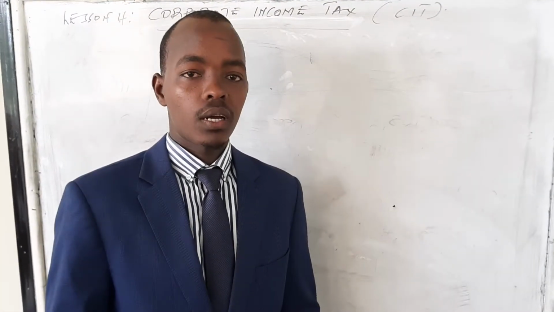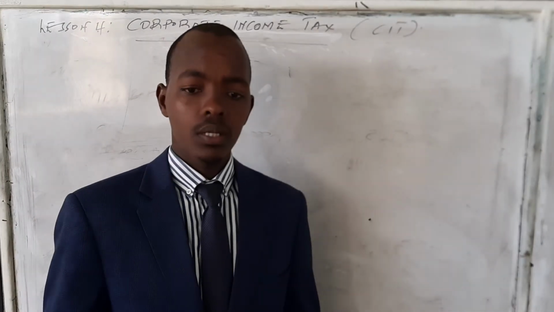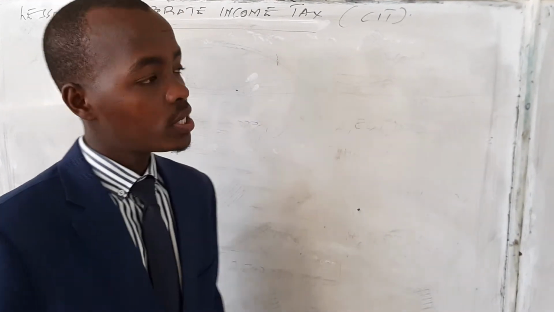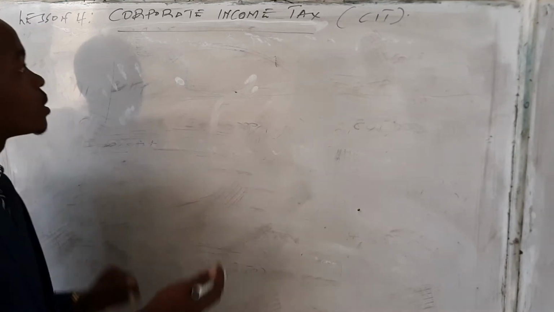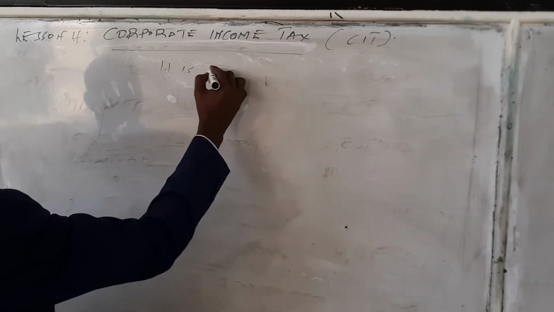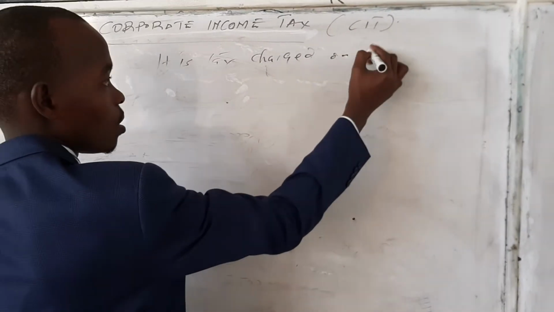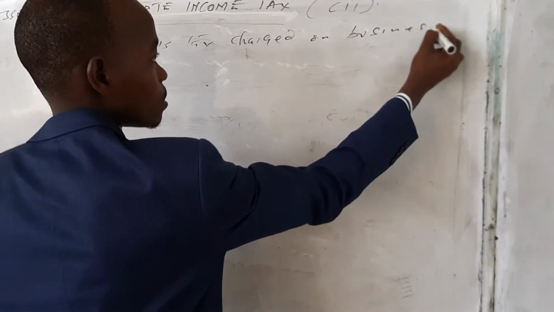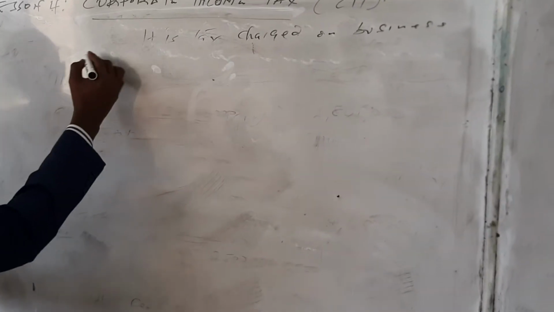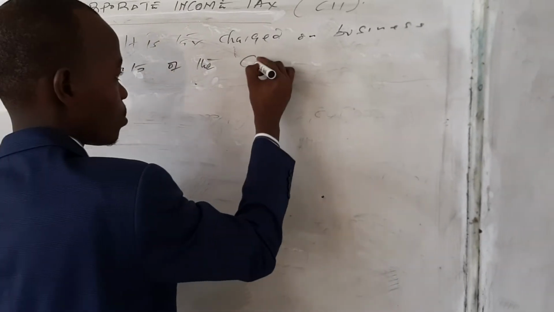Welcome back to lesson 4, which is chapter 4. We're going to look at the CIT, or corporate income tax. Corporate income tax, in few words, is a tax charged on business profits of the companies.